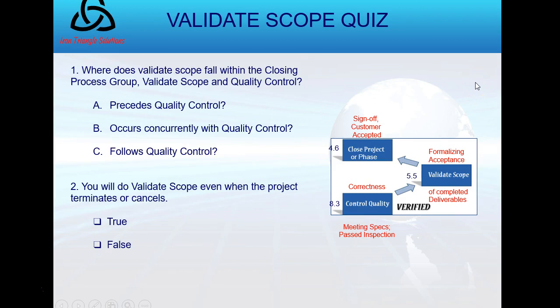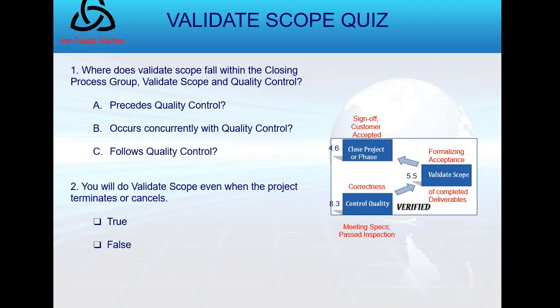Okay. Here's a quick quiz, validate scope quiz. Where does validate scope fall within these three processes? Closing process group, within validate scope process, or quality control process? Well, as I just mentioned, you would always do quality control first, and that's listed in 8.3 of the PMBOK guide. And that's correctness.